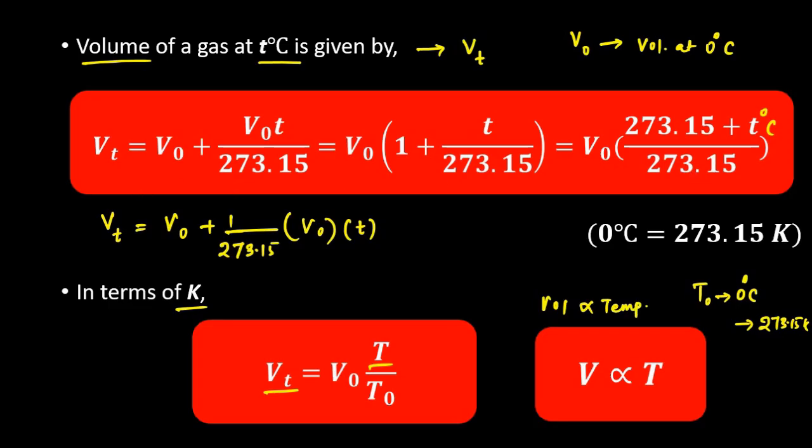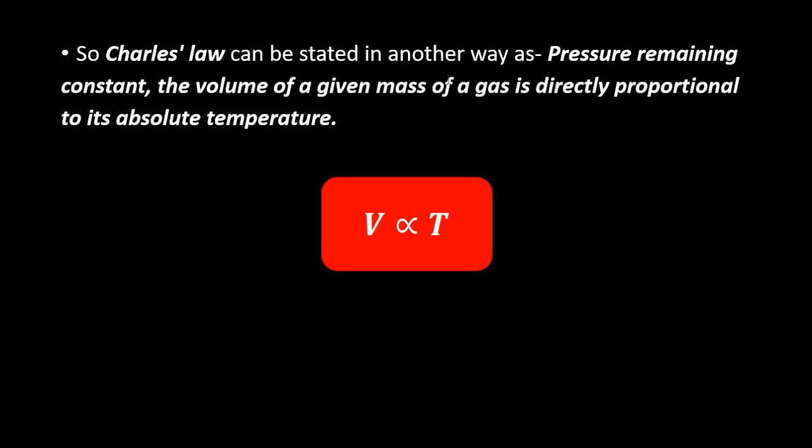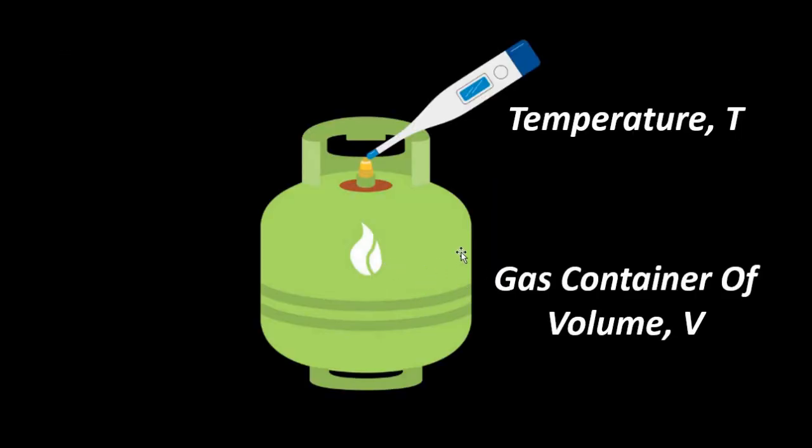Charles' law can be stated in another way when it is in Kelvin. Whether it is in Kelvin or degrees Celsius does not matter. The essence of Charles' law is that at constant pressure, the volume of a given mass of gas is directly proportional to its absolute temperature. So if temperature increases, volume increases. If temperature decreases, volume decreases. If we have a gas container and we measure its temperature, the volume is directly proportional to temperature.